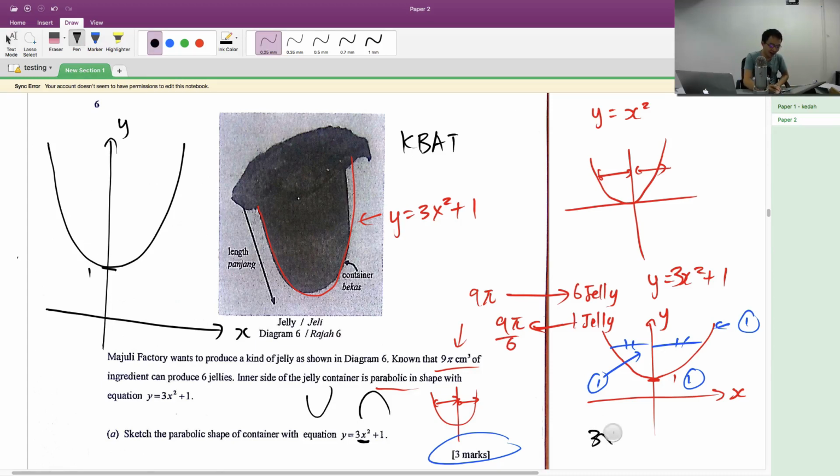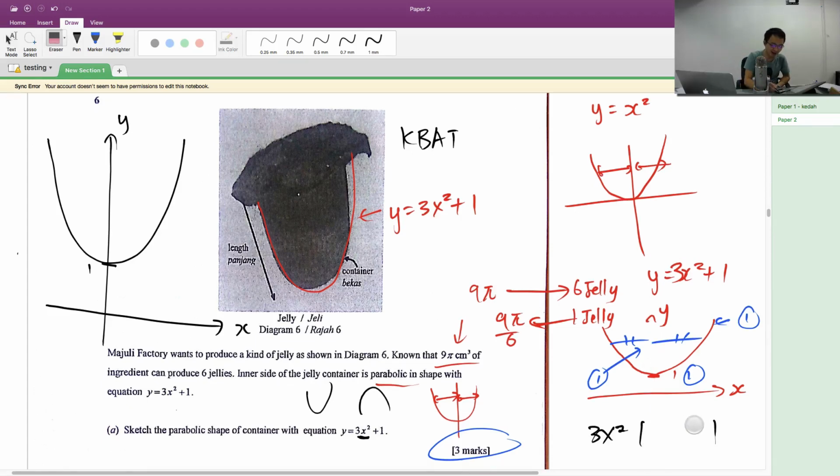Unless you have 3x squared plus bx plus 1. If bx exists here, that means your graph will go to the right-hand side or left-hand side. That means the graph will not stick to the y-axis. But in this case you do not have bx, so it will be quite easy.